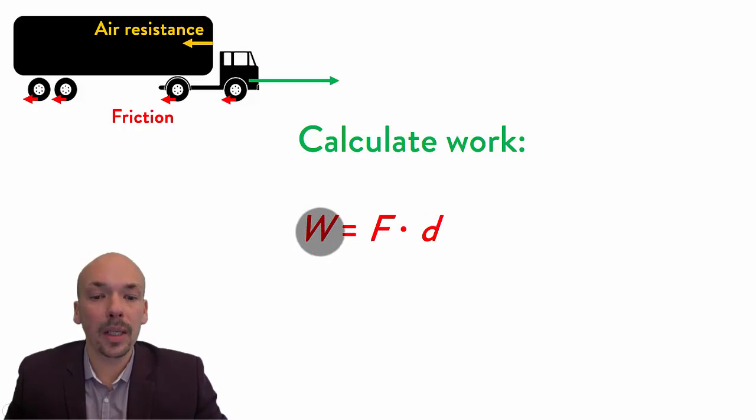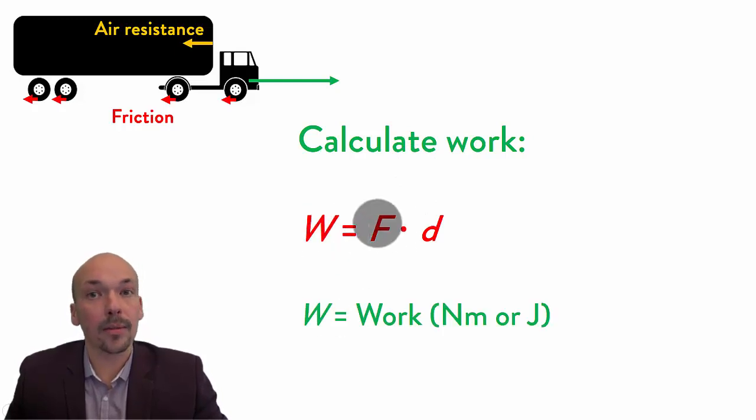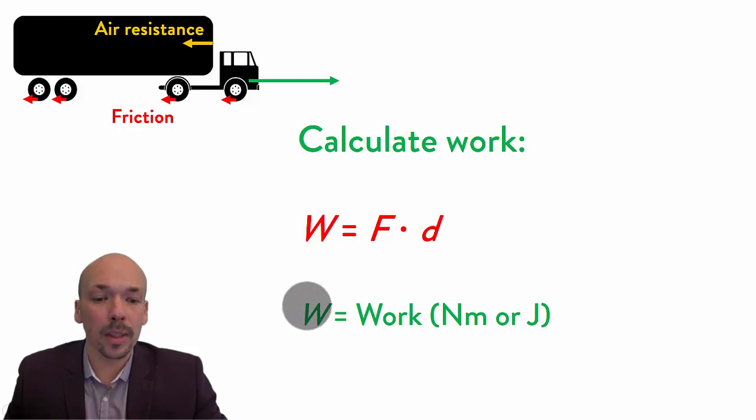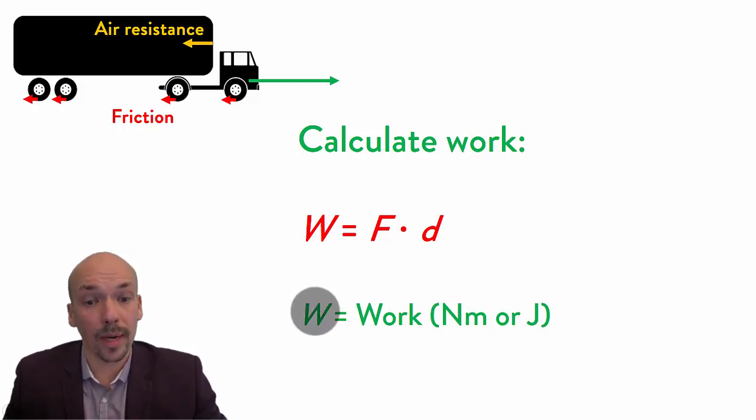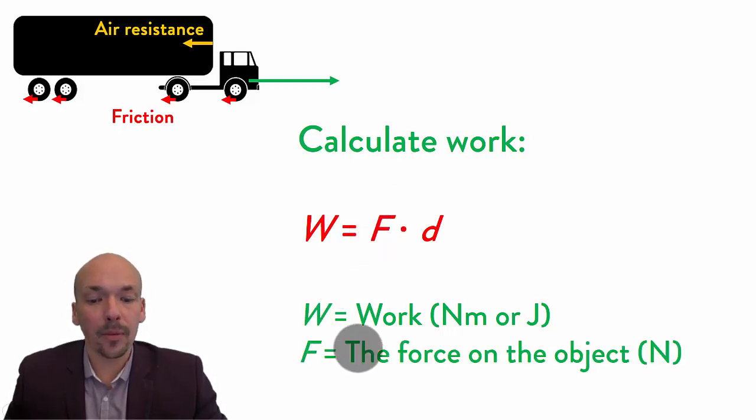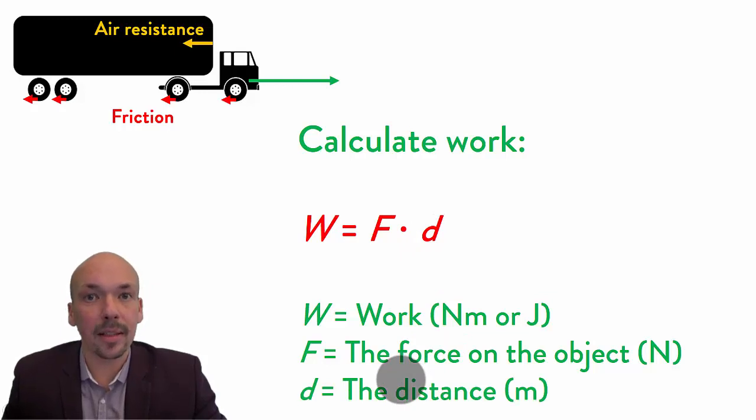The work we can calculate with the force and the distance. So the work is either in Newton meters or in joule, and it's a form of energy, therefore it's also in joule. So you can always also calculate work to energy, because work is a form of energy. F, the force of an object, is in newtons, and the d is the distance in meters.